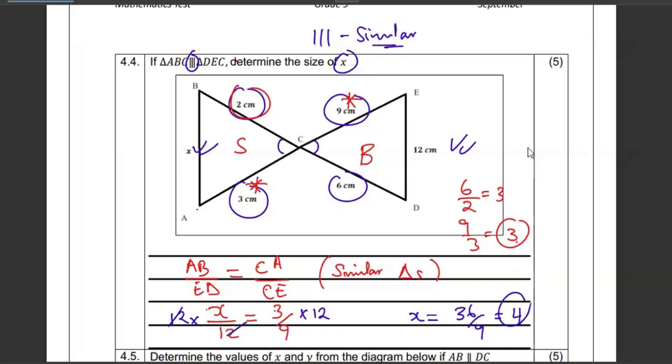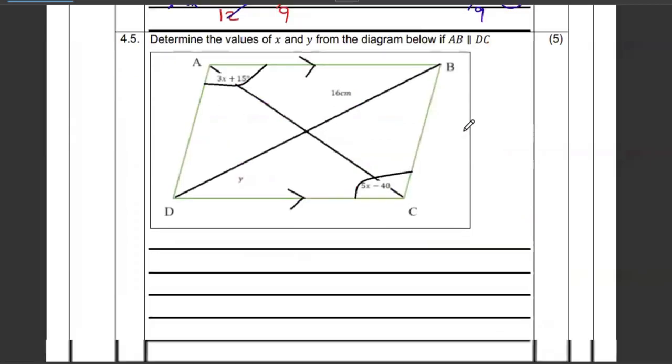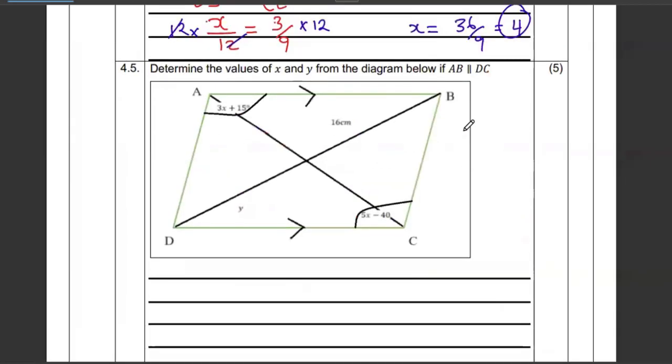Okay, because we know that 4 times 3 is going to give us a 12. So that is how we would have answered that question. And then 4.5, determine the values of x, y if these lines are parallel. So if this is a parallelogram, by the look of things, this must be equal to that, meaning that y is going to be a 16. Reason is going to be diagonals of a parallelogram.